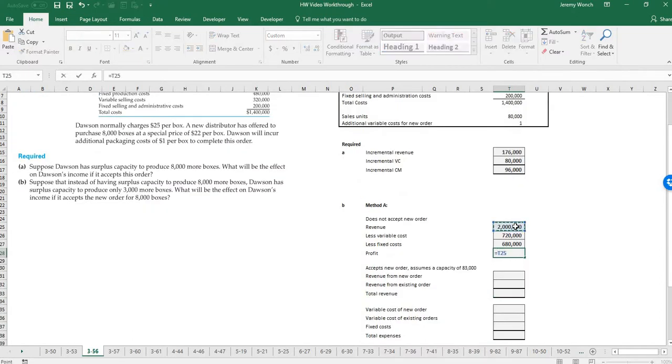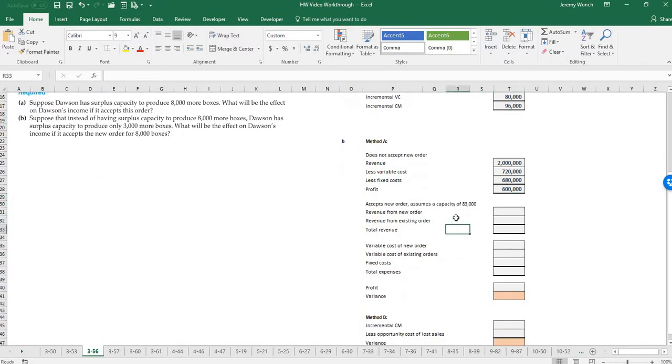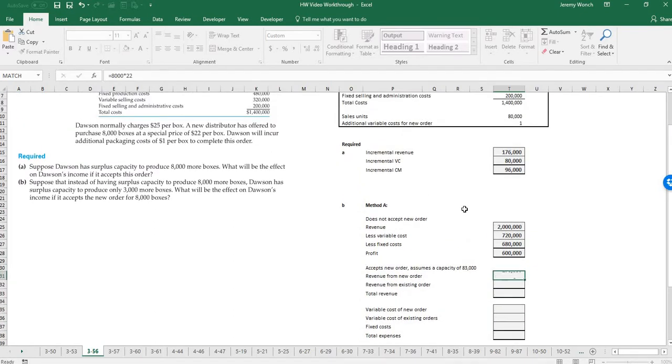So that means our profit would be $600,000. Before we even start looking at doing this special deal with this new distributor, where we stand is we make about $600,000 per year. Now let's look at it if we decide to go ahead and accept that offer. The revenue from the new order, that's going to be our 8,000 units times 22.